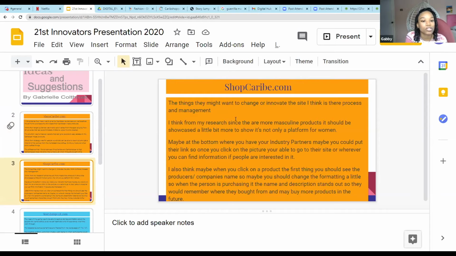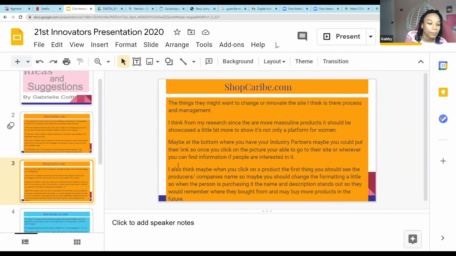The things they might want to change or innovate on the site, I think, is their process and management. I think from the research, since they're more masculine products, it should be shown a little bit more to show it's not only a platform for women. And then I was thinking maybe at the bottom where they have the industry partners, maybe you can put a link. So when you click on the picture, they'll be able to go to their site. So people will be interested in that too.